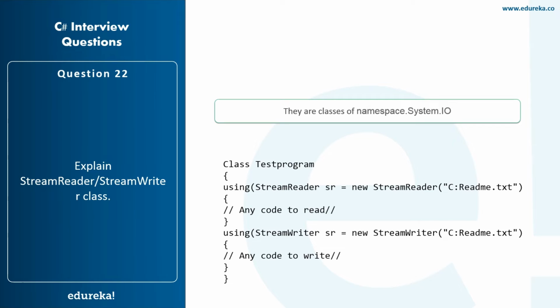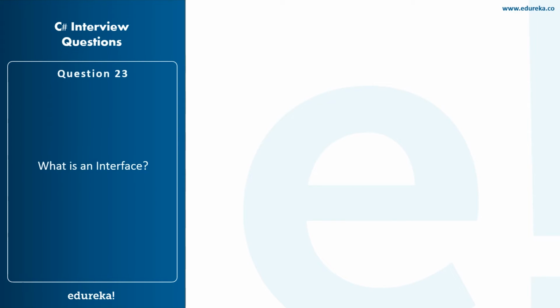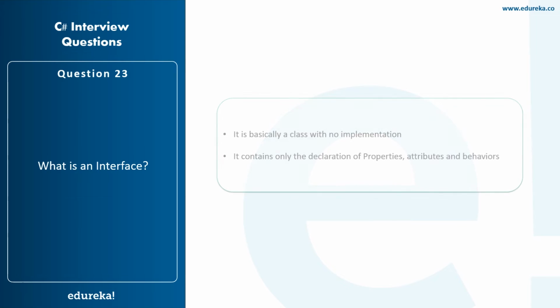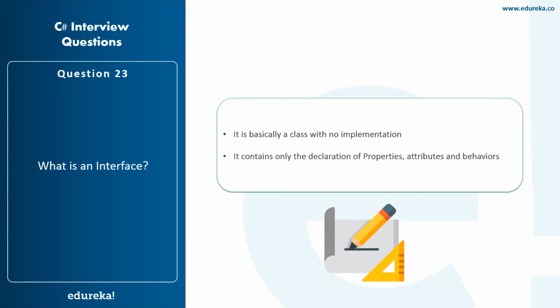So this is how it works. Most of the object-oriented programming languages have the same way of instantiating an object or creating a variable. And C# also uses a few of the keywords of Java like public static void main, string arguments, etc. So I'll move on to the next question, which says, what is an interface? Well, an interface is basically a class with no implementation. It contains only the declaration of the properties, attributes, and events.